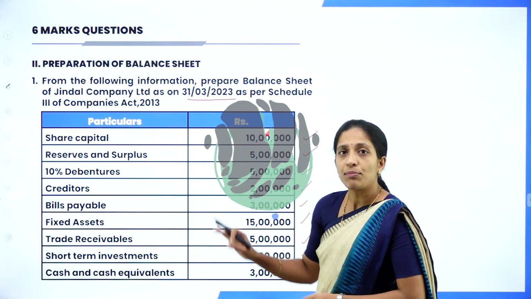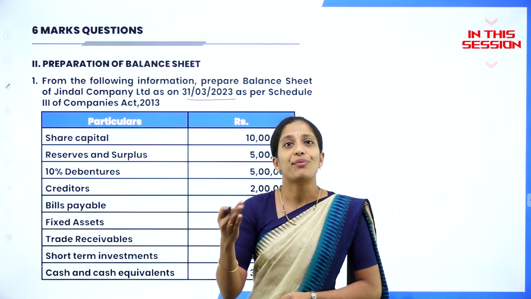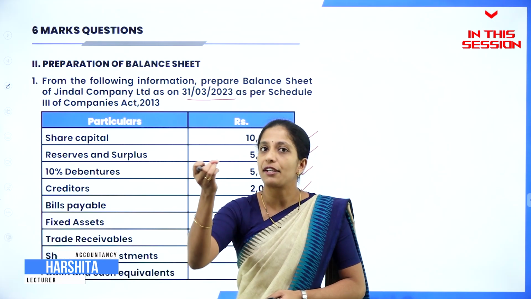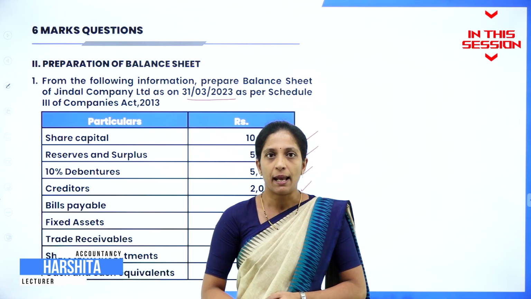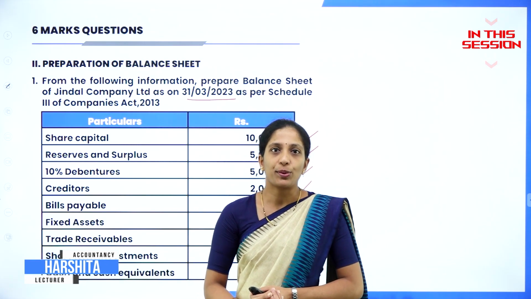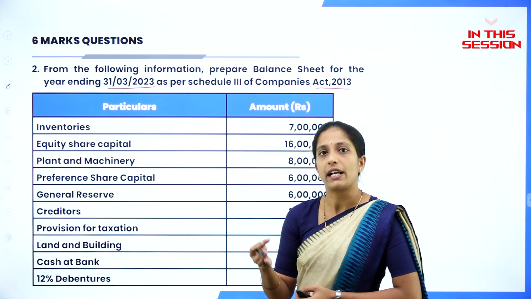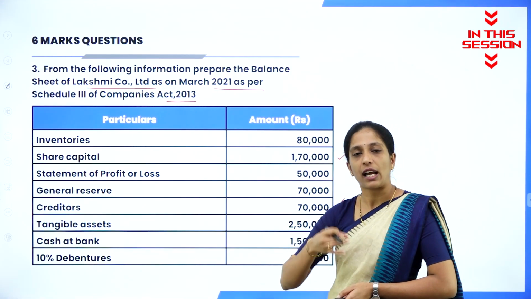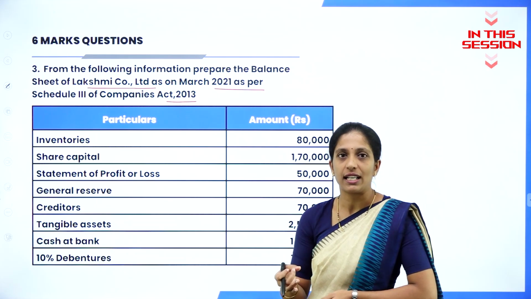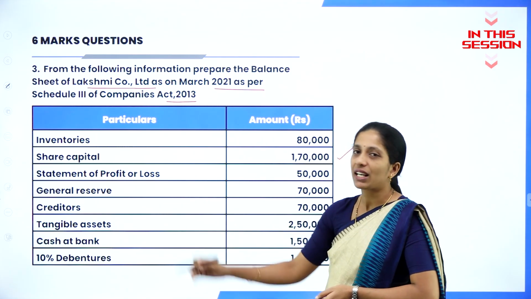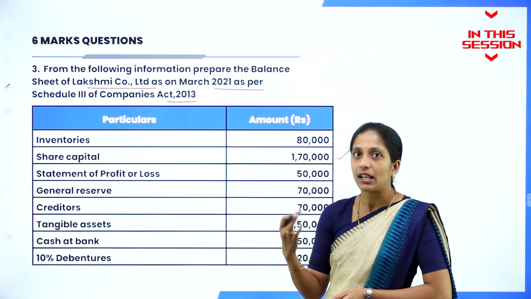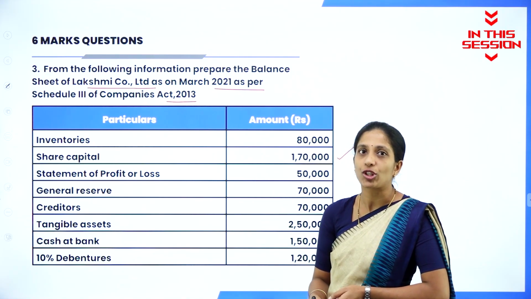Few of the items we have to combine, where we have to prepare notes to accounts and show in the exact format of balance sheet, which starts from equity and liabilities. Wherever necessary, we have to prepare a note for it and show it in the balance sheet. If you prepare a note, or you can write directly if there is only one item. So here there is only one item, creditors. So it comes under what? Current liabilities, under the heading trade payables.